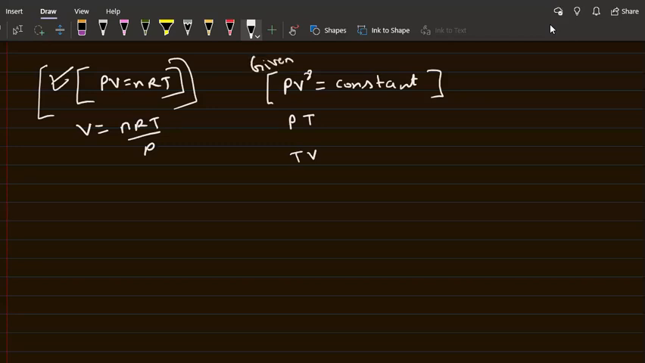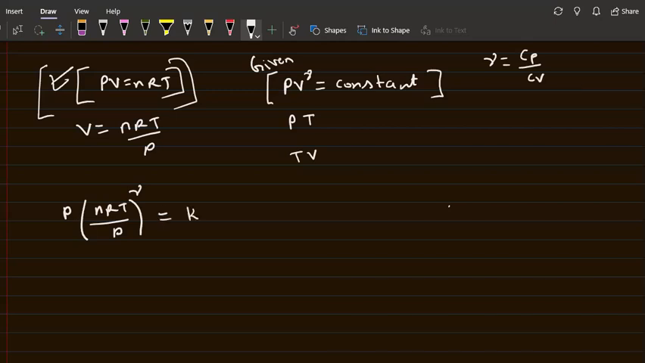How did we get PV to the power gamma is equal to constant? But since it is not important for you guys, I'm skipping it. If you want to know, I'll explain at the end of the class. So V is equal to nRT by P. Just substitute in this equation: P into nRT by P, the whole to the power gamma. And what is gamma? You know, na? It is your adiabatic constant, which is Cp by Cv. This is equal to constant.